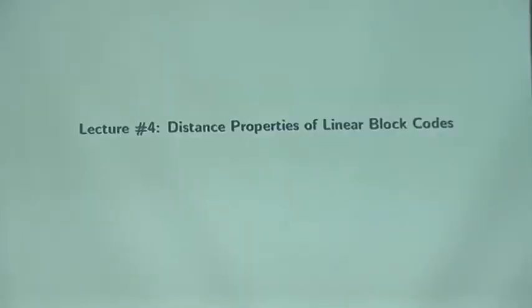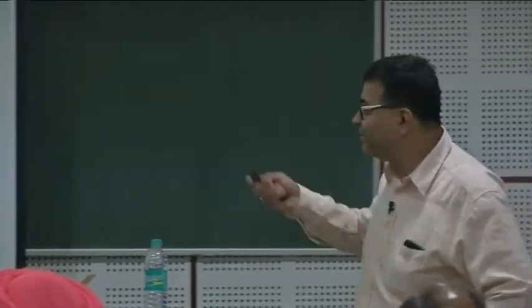So as the topic says, this is about distance properties of linear block codes. So what do we mean by distance property? We are going to describe first, in fact, I think we have already encountered the definition of Hamming distance, right? Hamming distance of a code. And we are going to introduce this concept of minimum distance of a code, and we are going to talk about weight distribution of linear block codes and how this is related to random error correction capability of a code. We are going to talk about how this is related to random error detection capability of a code, and how can we find the minimum distance of a code, how is it related to the columns of the parity check matrix. So all this we are going to discuss in this lecture.